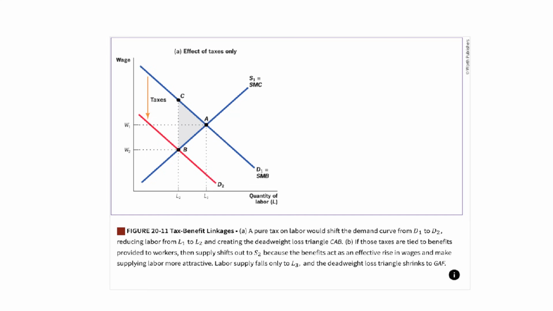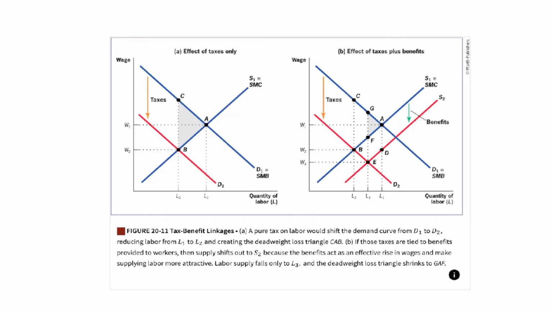That is like panel B. So now the demand curve has shifted down, but supply has shifted out. That has two effects. First of all, the reduction in employment is smaller. Instead of employment falling from L1 to L2, it now only falls to L3. That leads to a lower deadweight loss. Okay, the deadweight loss is lower. It also leads wages to fall more.